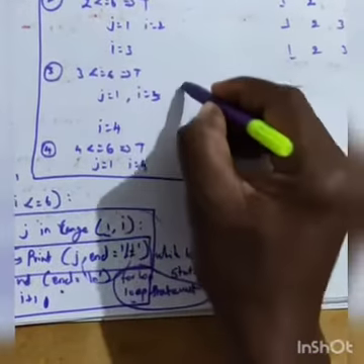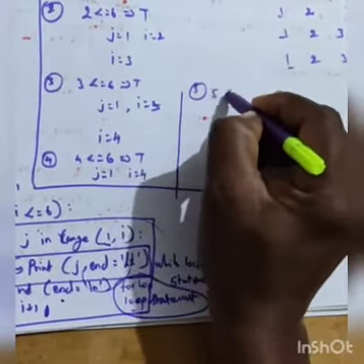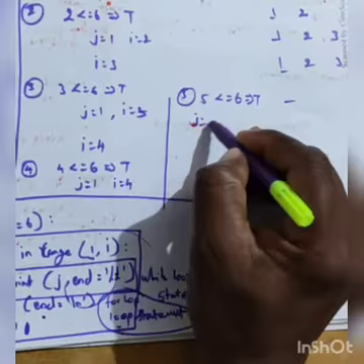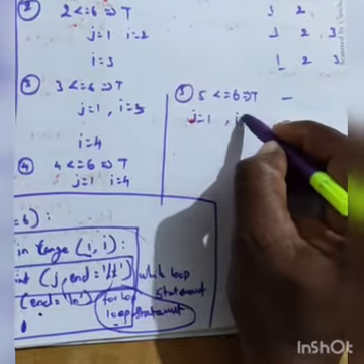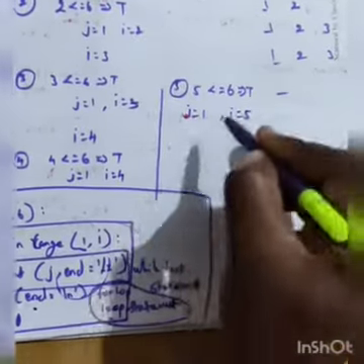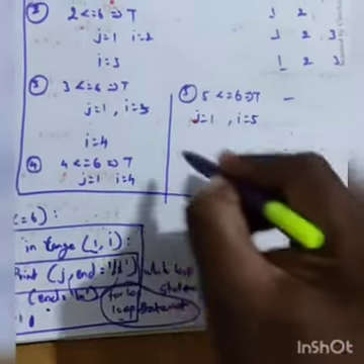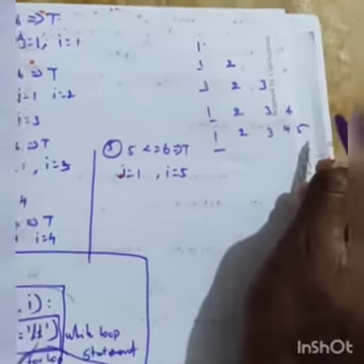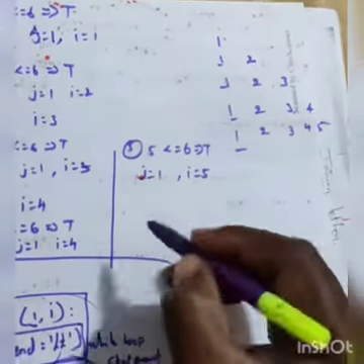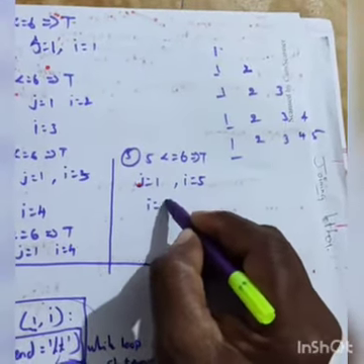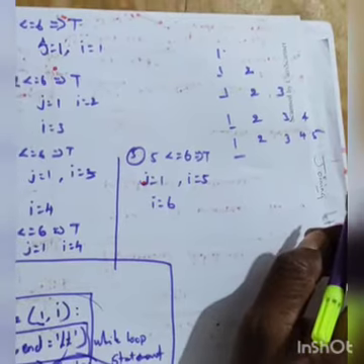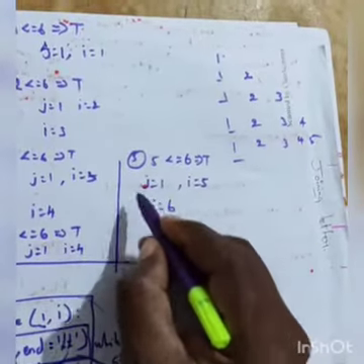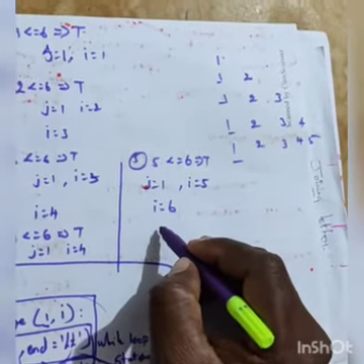After that, what is the i value? Fifth iteration: 5 less than or equal to 6, the condition is true. Again j value is 1, and i value is equal to 5. Starting value 1, ending value 5. So it executes 5 times: 1, 2, 3, 4, 5. After that, what will it do? i value becomes 6: 5 plus 1 is 6. So now the value is 6.